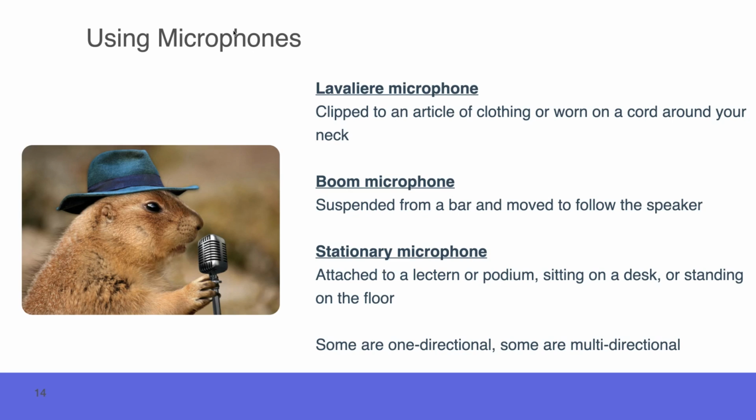Then there is the boom microphone, right? Often there is no mic in front of the speaker, but as the speaker moves, the mic on the top follows the speaker as well, and that's what we call a boom microphone. Then there's the stationary microphone, which we all know, right? It's right in front of the speaker, or it could be on the podium, sitting on a desk, or the tall one on the floor. It just stays there, and the speaker stands right in front of it and delivers the lecture or whatever. So three different kinds of microphones: lavalier, boom, stationary.